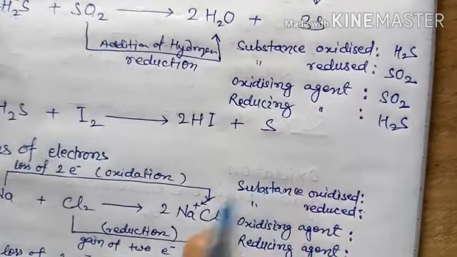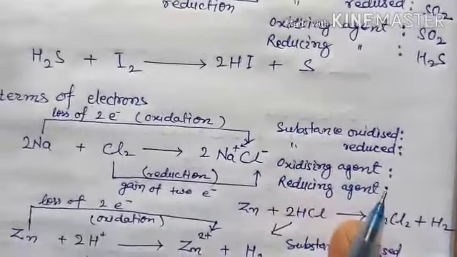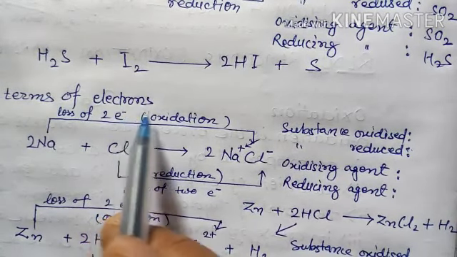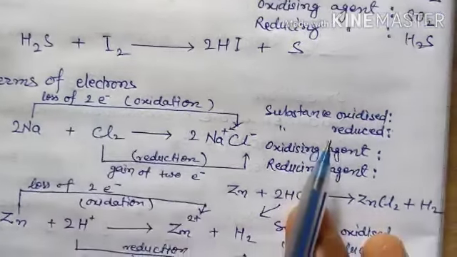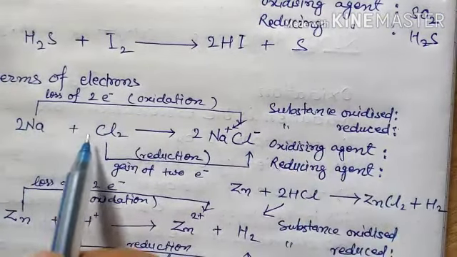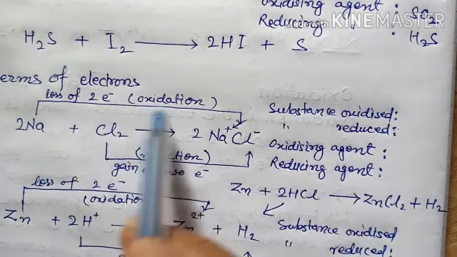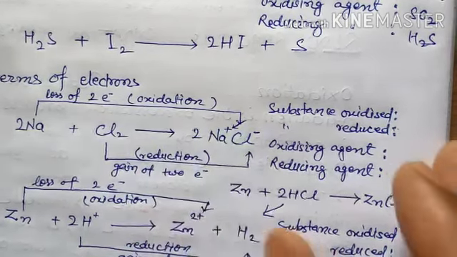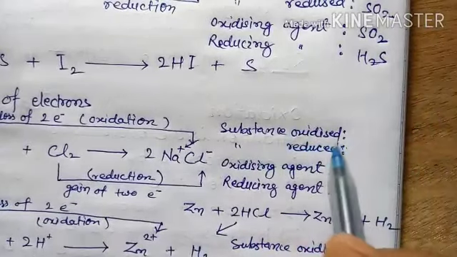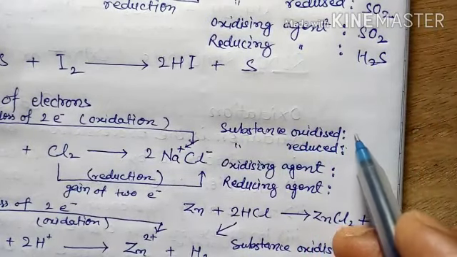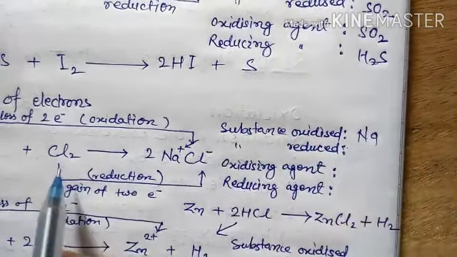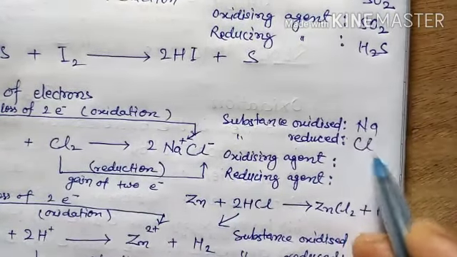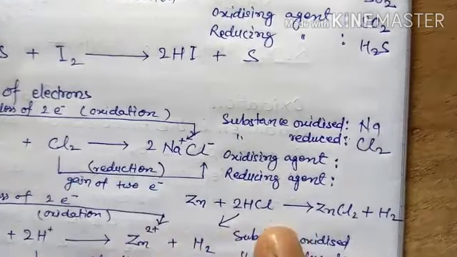Now here you can see one example, and students, now we'll discuss in terms of electrons. Here sodium is losing an electron, and loss of electron is known as oxidation. So the substance which is oxidized is sodium, and the substance which is reduced is chlorine.